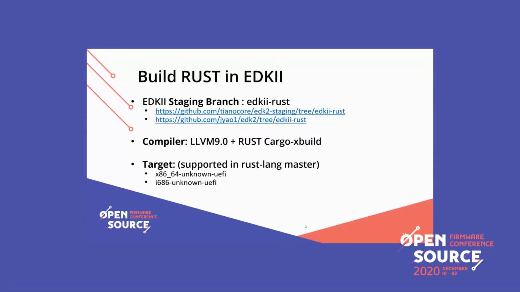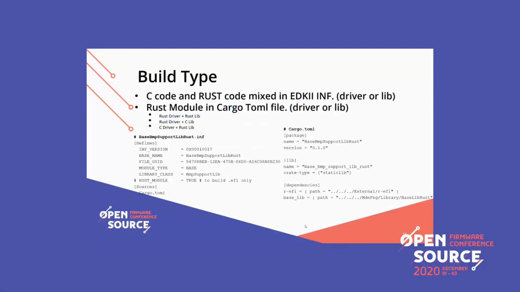The EDK2 base tool is updated to support different build types. You can indicate a .rs file in INF, or you can create a Cargo.toml file and add it to INF. The example below shows that we add a Cargo.toml in a BaseBmpSupportLibRust.inf, and in Cargo.toml we describe the Rust files. It can build to BaseBmpSupportLibRust directly. Of course, we can link a Rust library with a C driver, or we can link a C library with a Rust module. It's very flexible.